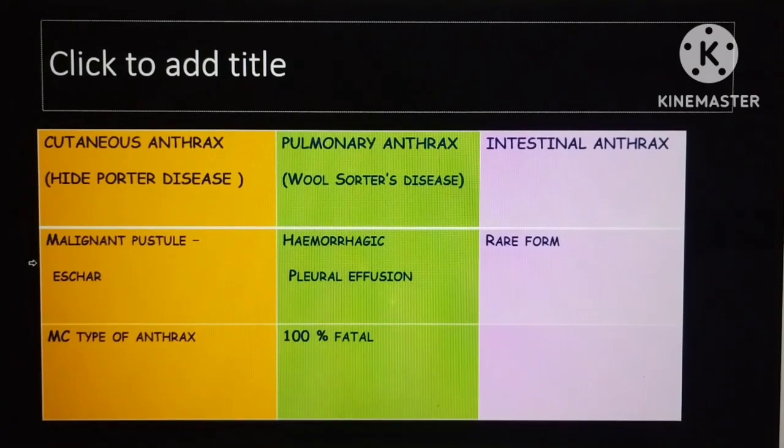Then pulmonary anthrax causes hemorrhagic pleural effusions, and it has a 100% mortality rate. In pulmonary anthrax, you want to remember another term called ducking. Ducking is nothing but treating wool with formaldehyde before it is processed, and that process is called ducking.